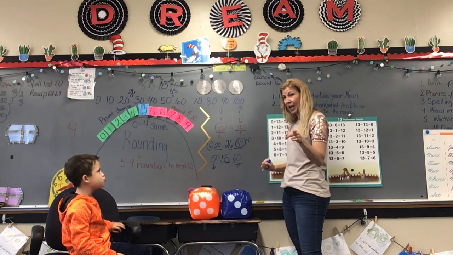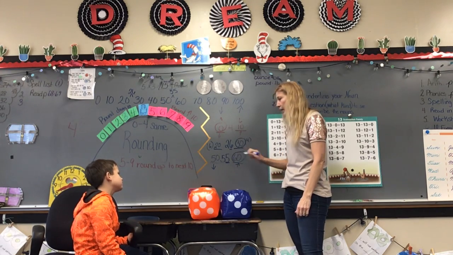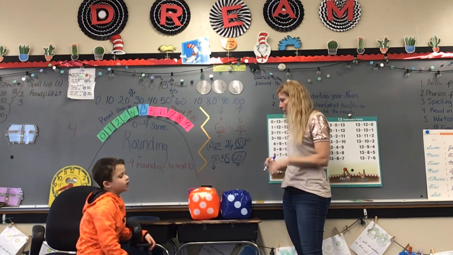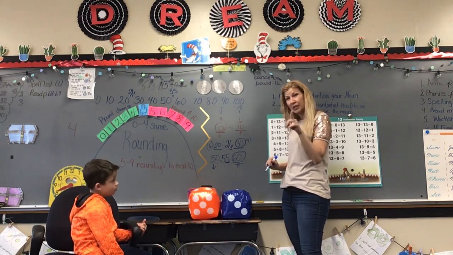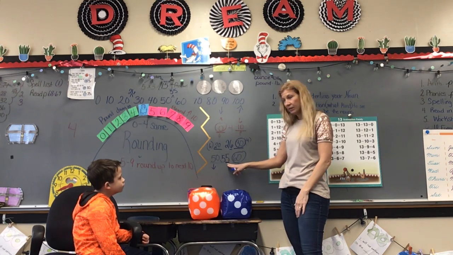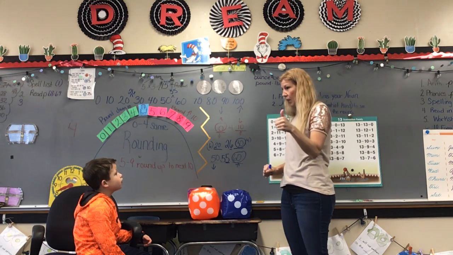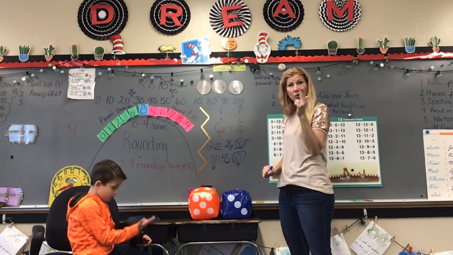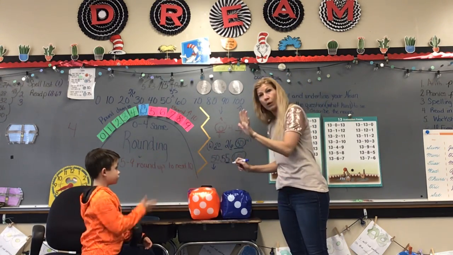The last time I checked, 60 is my bigger number. Now, here's something I want you to pay attention to. Let's look at 55 and see how close it is to 50. Let's count. 51, 52, 53, 54, 55.